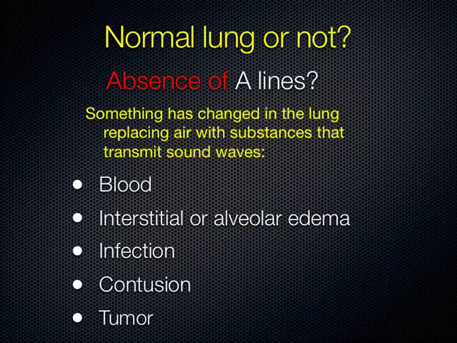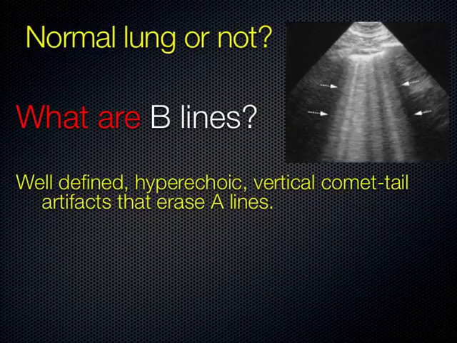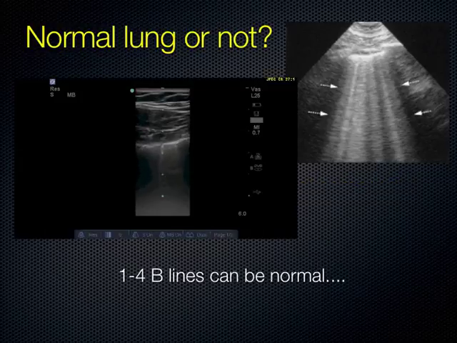B lines are actually vertical artifacts that erase the A lines. So the normal aerated lung has A lines, but if you have B lines, these are artifacts created by fluid in the lung that will obliterate the A lines. So normally these vertical comet tails, you can have a couple little ones that are normal. You can have up to 4, some people say 3, can be normal. But if you have multiple diffuse B lines in multiple fields, then that is abnormal.